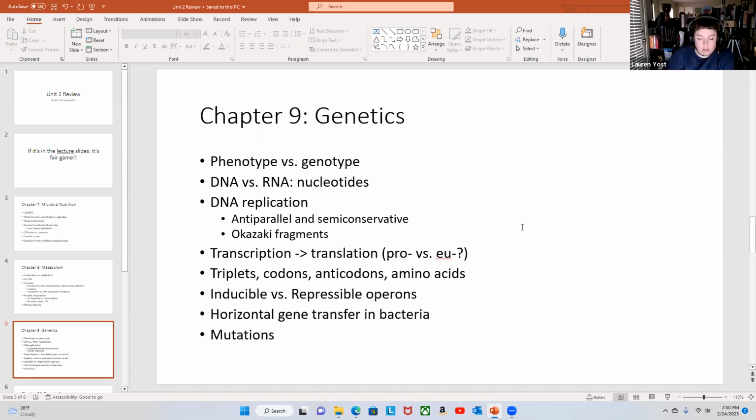Okay, DNA versus RNA. DNA is deoxyribonucleic acid, and RNA is ribonucleic acid. There are two major differences between DNA and RNA. Well, typically RNA is single strand.